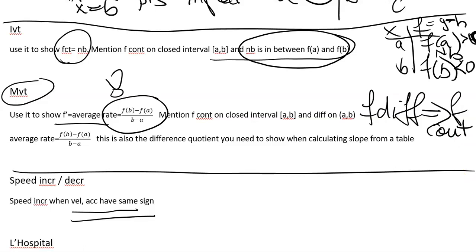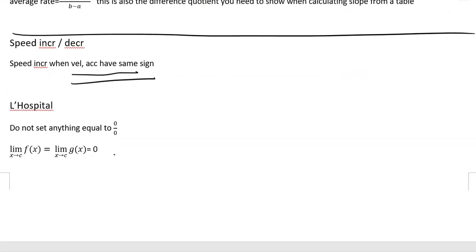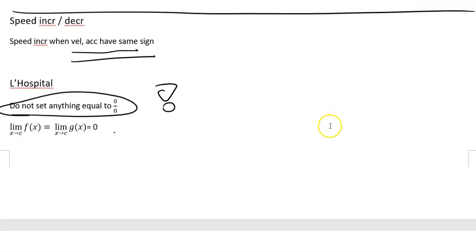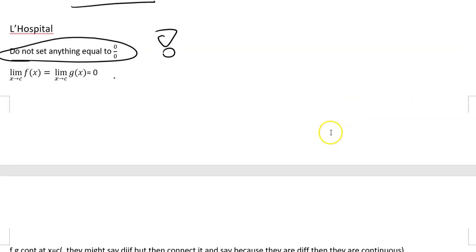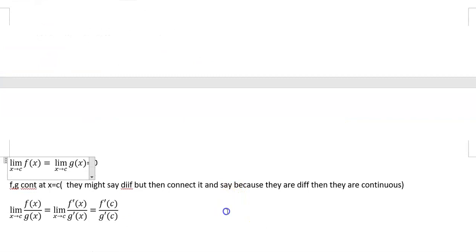Okay, L'Hopital, we ask this one in every Zoom session. Please do not set anything equal to 0 over 0. That will be an automatic deduction of your answer point, and that's saying that something is equal to nonsense. Okay, so what do you need to mention? 3 things.